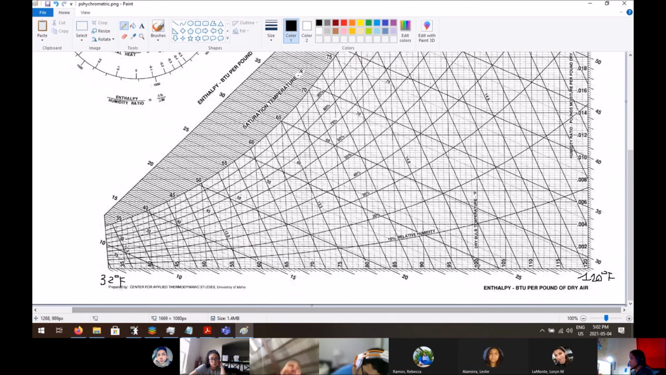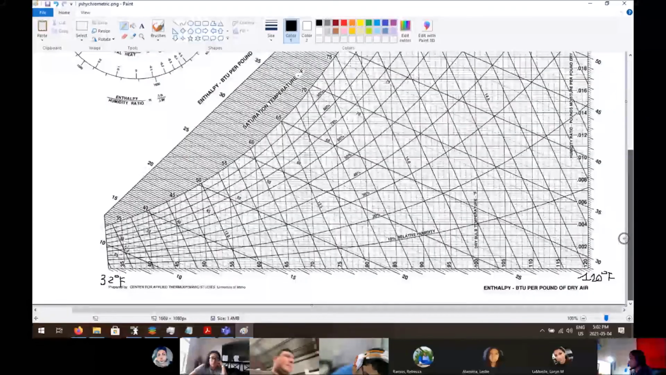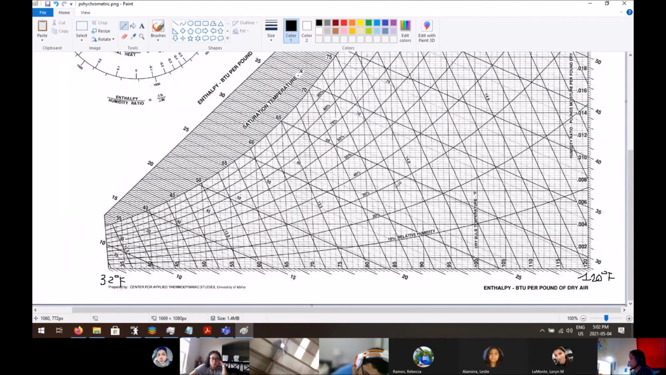So let's just plot something. Let's have temperature of 85 at 30% humidity. Fun stuff. Find the 85 right here. Find the 30% humidity. We follow the line over here. Follow this line up. And that's where our climate is. Right? So now what can we do with this?